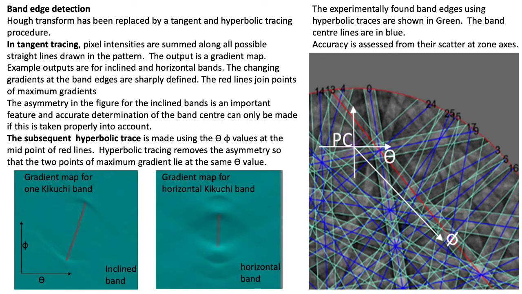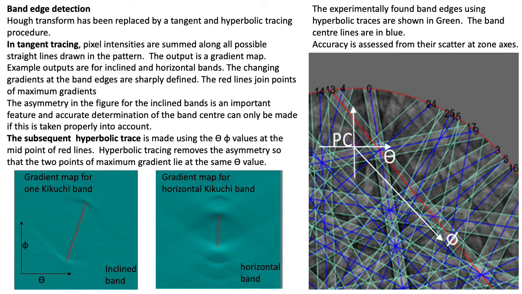The first point is to determine accurate locations of the Kikuchi bands. We've abandoned the Hough transform procedure that is normally used, replacing it with a tangent tracing procedure and a hyperbolic tracing procedure. In the tangent tracing procedure, the pixel intensities are summed along all possible straight lines that we can draw in the pattern. The output we choose to use is a gradient map. Example outputs are shown below for inclined bands and for horizontal bands.